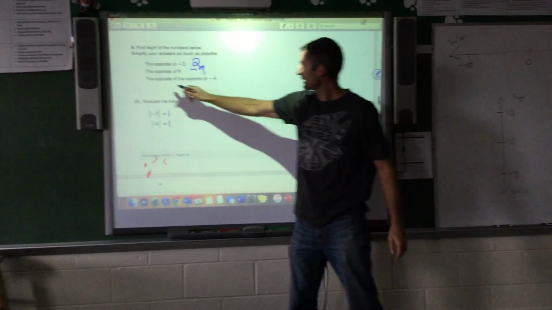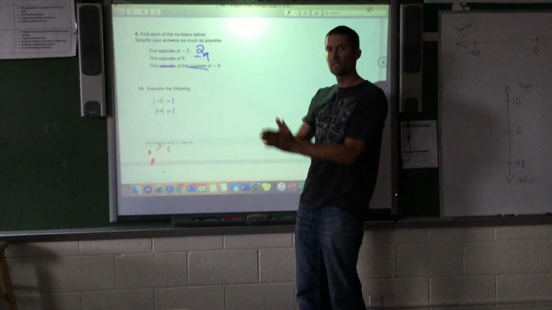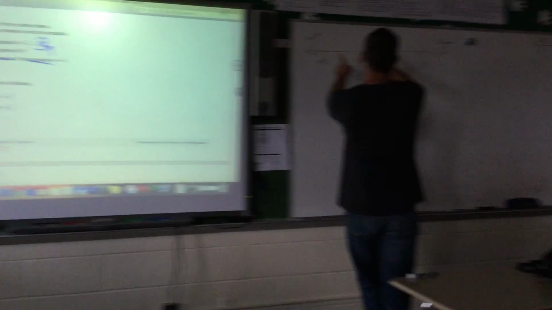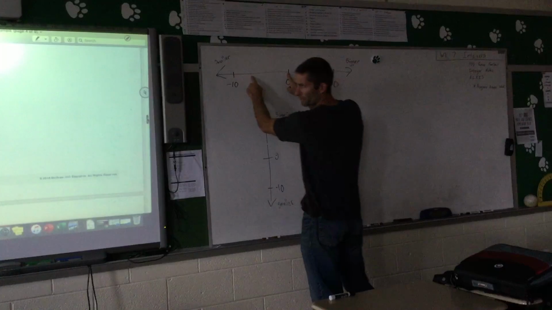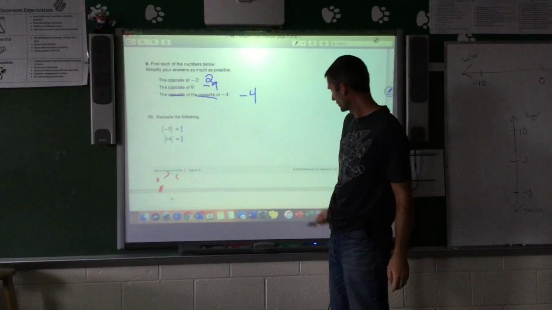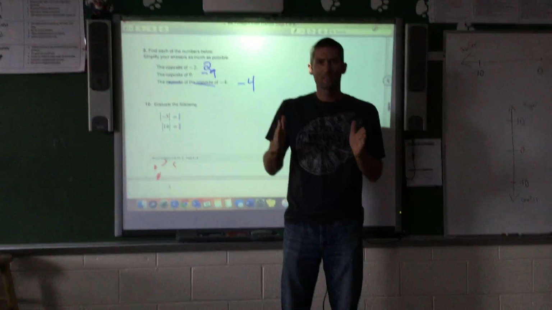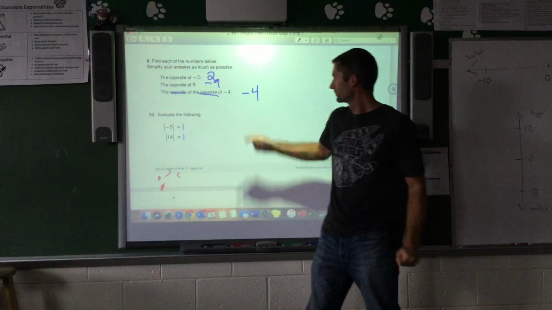Okay, now read this. The opposite of the opposite. So we're flipping it and then flipping it again. So the opposite of -4 is +4, and then the opposite of that again is -4. So the opposite of the opposite stays the same, because we're doubling it. It's like saying turn around and then turn around again. We're back to the start.